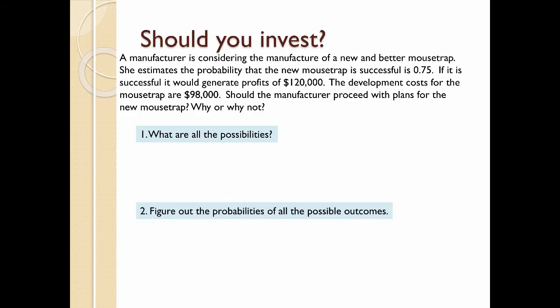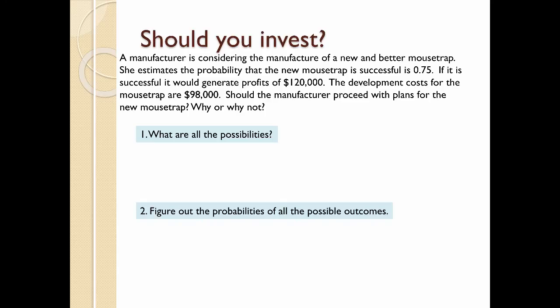All right, one last example. A manufacturer is considering the manufacture of a new and better mousetrap. She estimates the probability that the new mousetrap is successful is 75%, or 0.75. And if it's successful, it would generate profits of $120,000. The development costs for the mousetrap are $98,000. Should the manufacturer proceed with the plans for the new mousetrap?